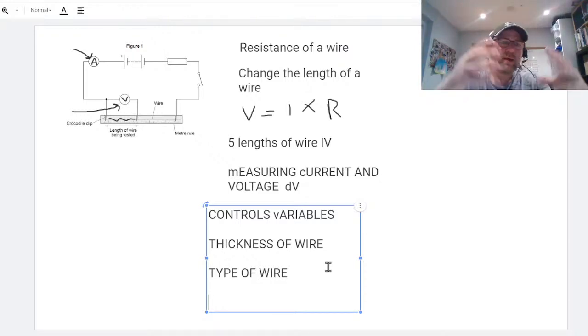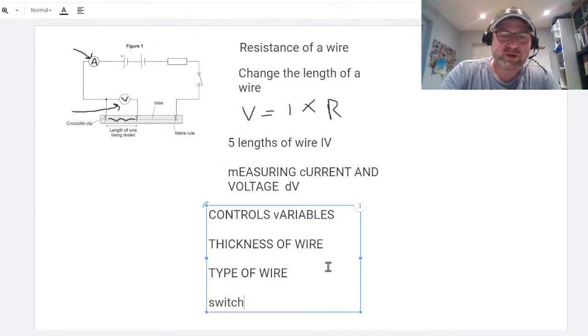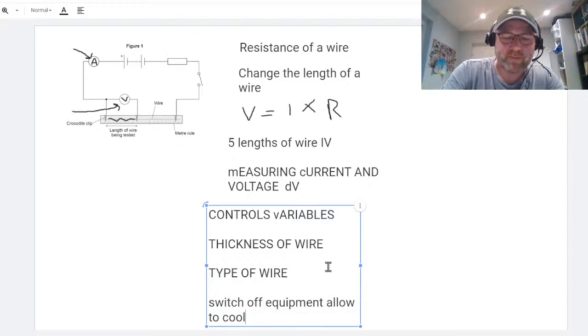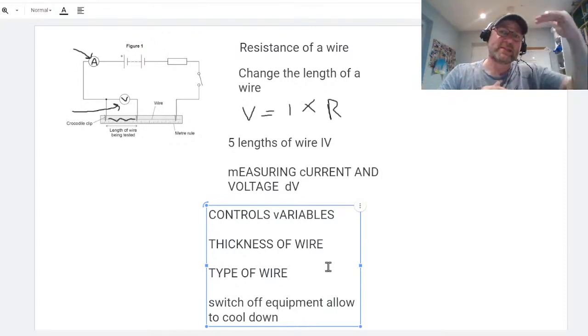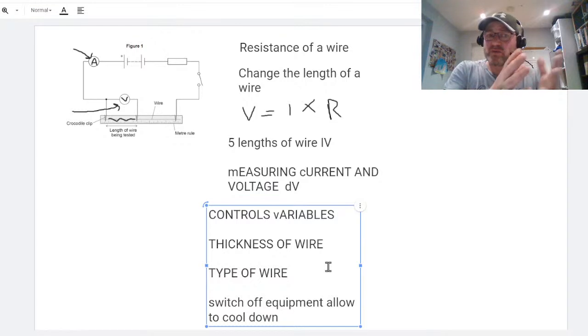With this one, the wire's going to get hot, so you want to switch off. This is the thing with all electricity practicals: you can always throw this in, whether it gets a mark or not. Switch off equipment, allow to cool down. Not only is it a hazard because you could burn yourself, but heat increases resistance, which will change your current reading. They might ask why, other than safety, it's important to let the equipment cool down. If it gets hotter, the resistance goes up, and this will change your reading on your ammeter, making your results less accurate.